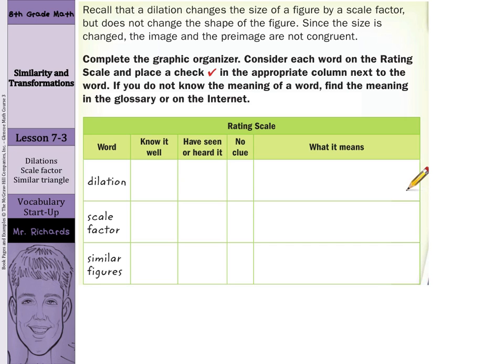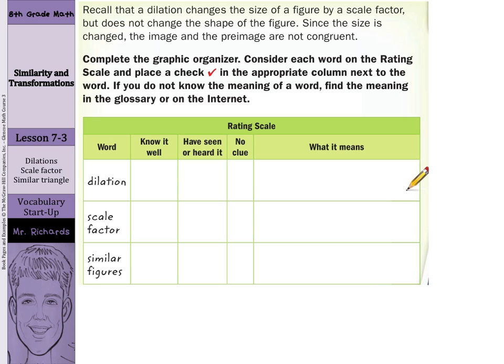Recall that a dilation changes the size of a figure by a scale factor, but does not change the shape of the figure. Since the size is changed, the image and the pre-image are not congruent. When you think about our other transformations, from translations to rotations to reflections, those all resulted in still congruent figures. But since dilations change that size, well, it's no longer congruent.